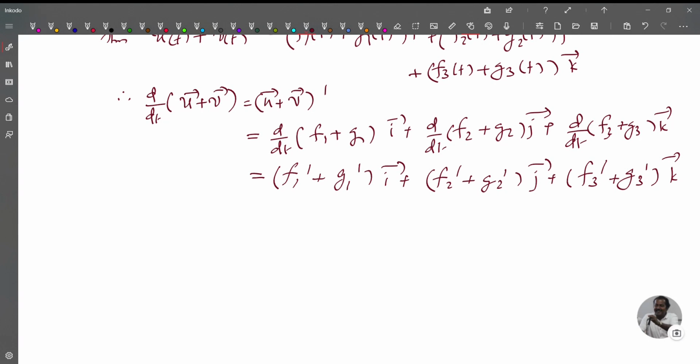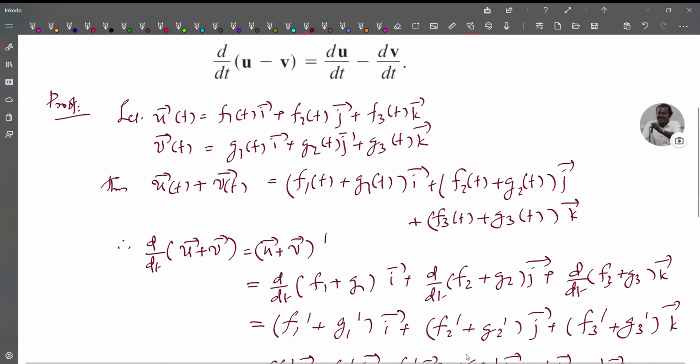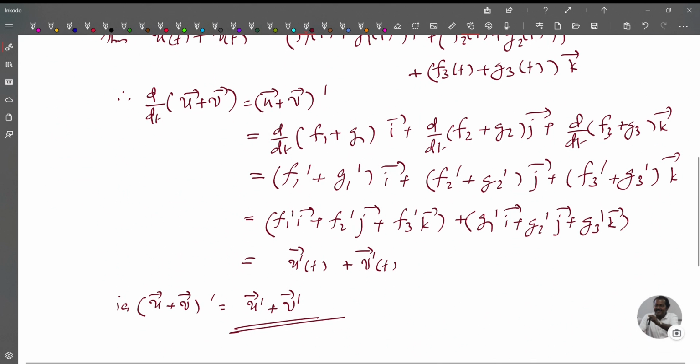So this is equal to f1 prime i plus f2 prime j plus f3 prime k plus g1 prime i plus g2 prime j plus g3 prime k. So this is equal to u prime of t plus v prime of t. That is, u plus v the whole prime equal to u prime plus v prime. This proves the sum rule. Now we prove the difference rule.